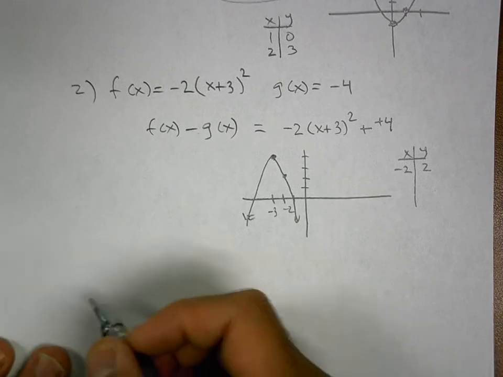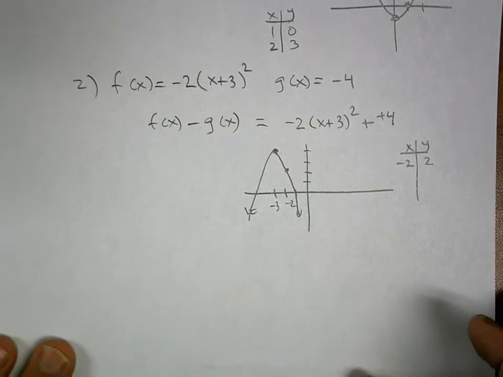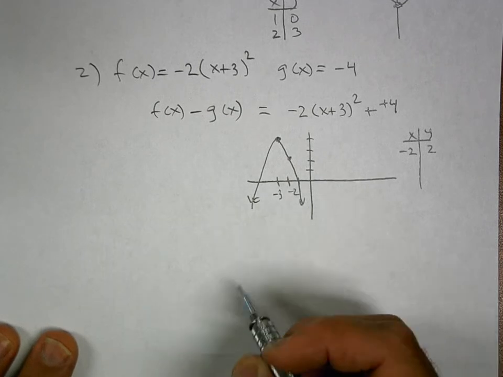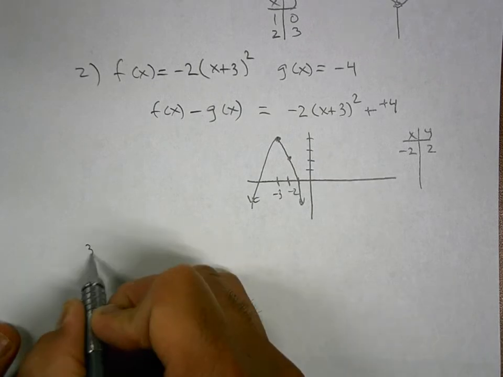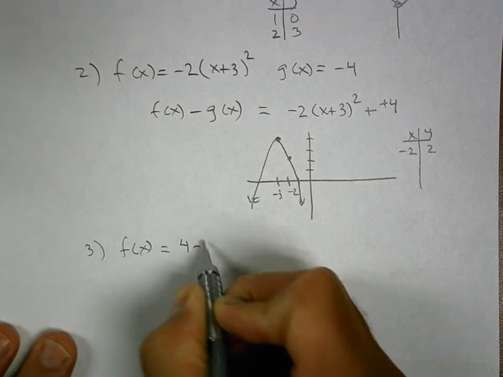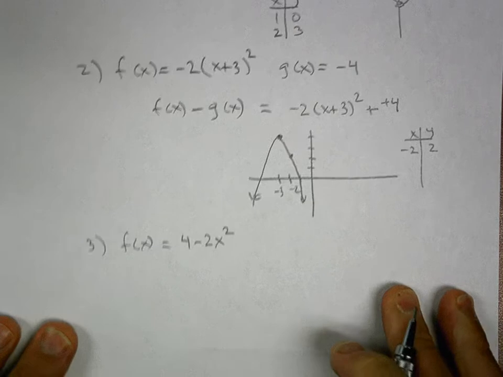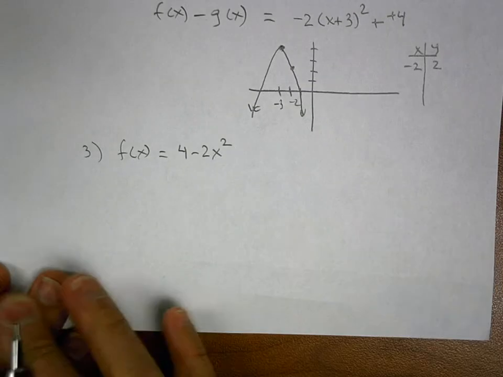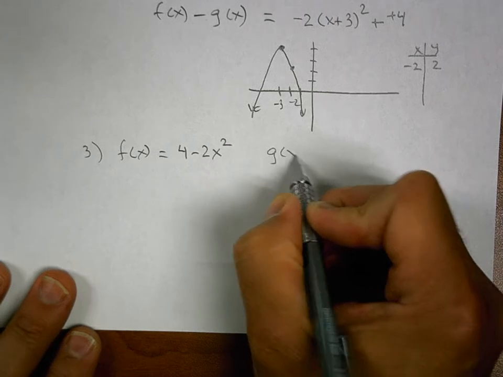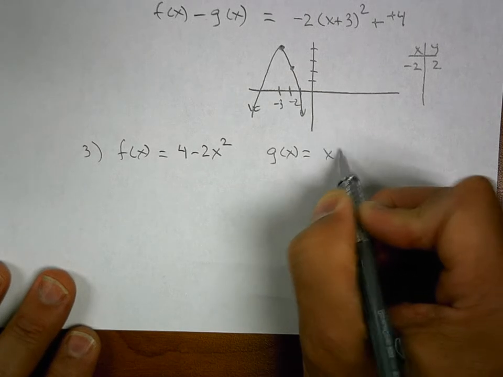Okay, let me do one more like this. Actually, let me do a composite function. Okay, number 3. f of x equals 4 minus 2x squared. This is like on the back side of yesterday's homework. And g of x equals x plus 5.